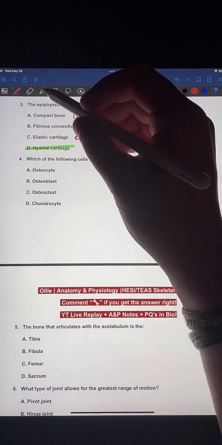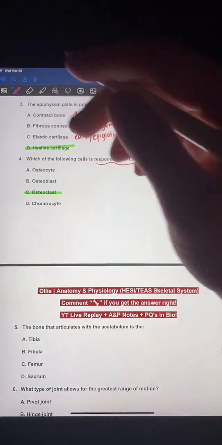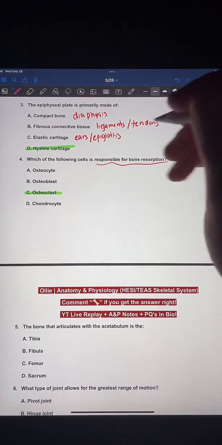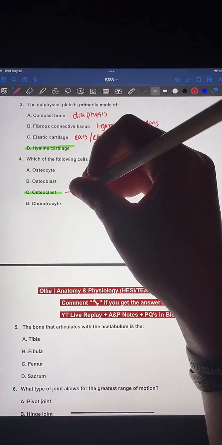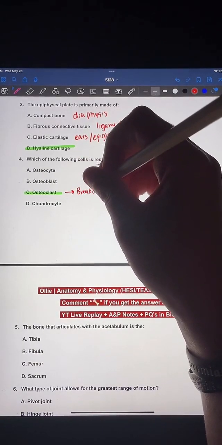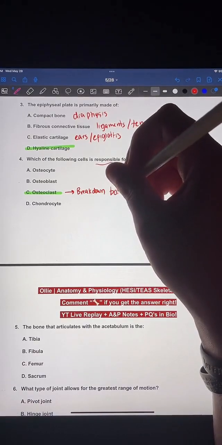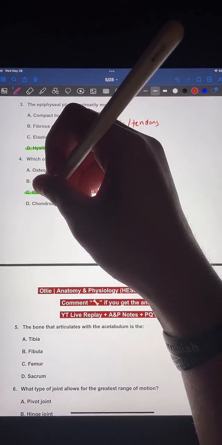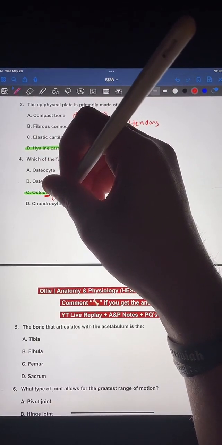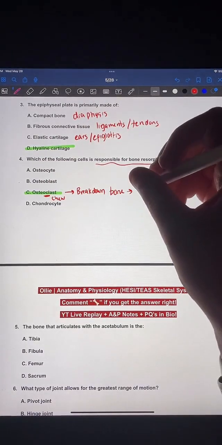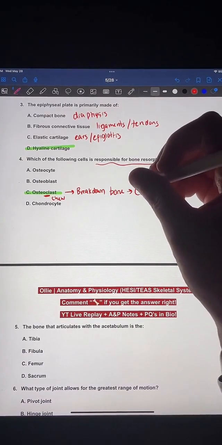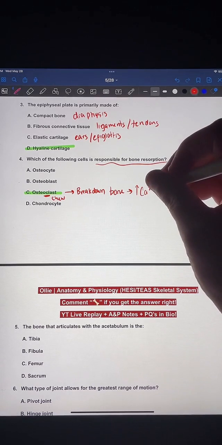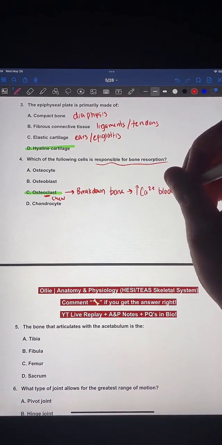Number 4, the answer is an osteoclast. So osteoclasts break down bone matrix. The way I think about it, clast has a C in it, so it's like chew. When you chew things, you break them down. When you break down bone, that is going to increase the amount of calcium that you will see in the blood.